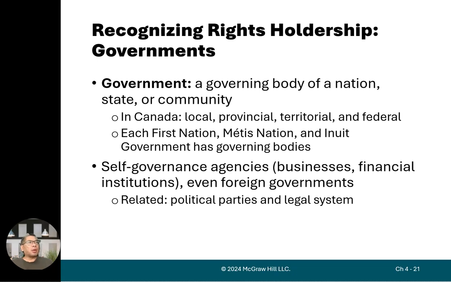Provincial, like Ontario. Territorial will be like the southern, northern, or middle part of Canada. And then we have the First Nations, Métis Nation, and Inuit Nation. They have their own governing bodies and self-governments, as well as agencies in terms of business and financial institutions related to political parties and the legal party system. Here in Canada, we have a number of political parties: Conservative, Liberal, NDP, and the Green Party. There are four of them. In the U.S., we only have two: Democrat or Republican.